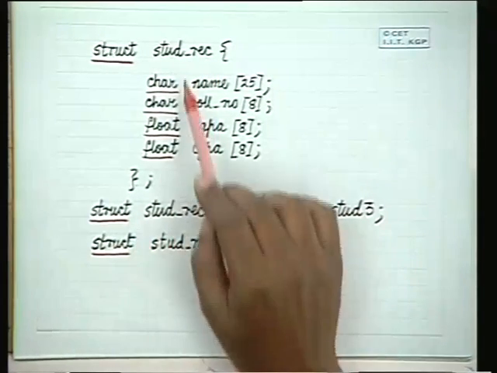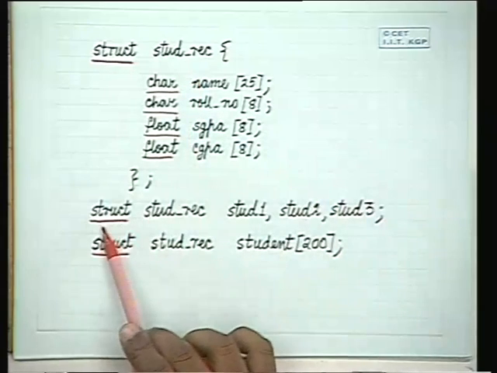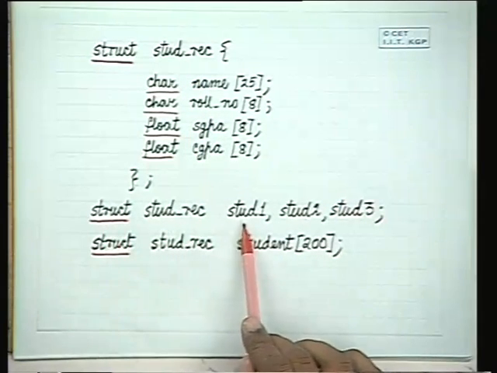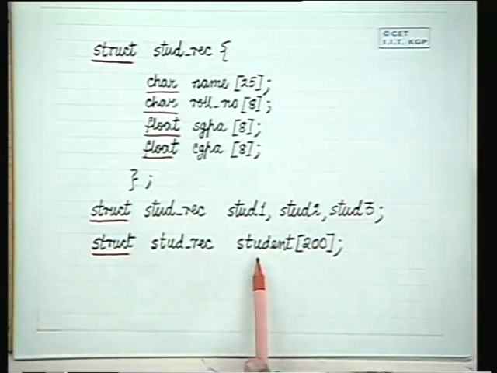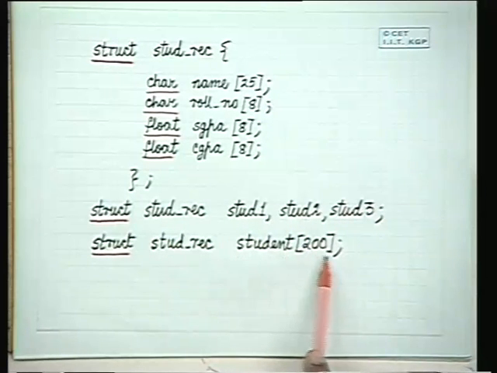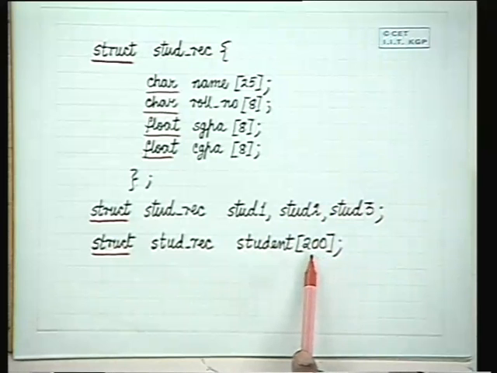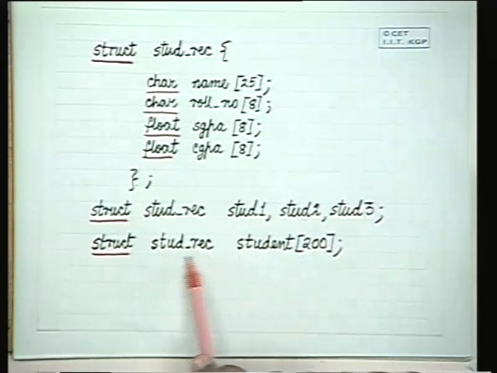And if you want to declare variables of this type, you have to write struct studrec. So 3 variables of this type were declared. Here again a variable array student of size 200, where each element is of this type struct studrec, was defined.